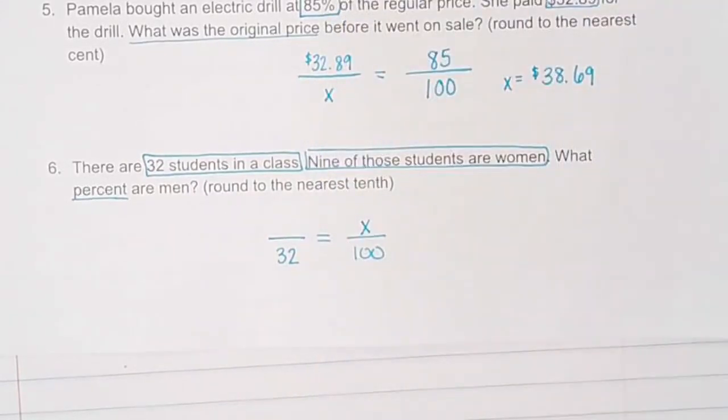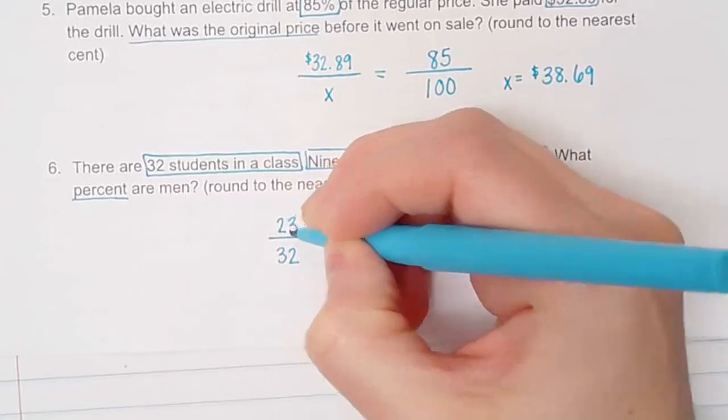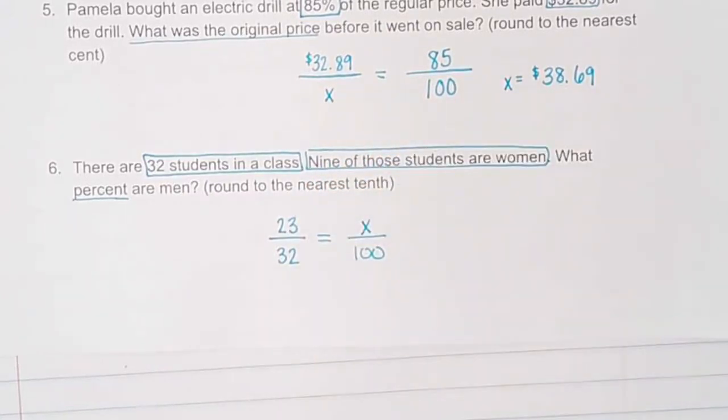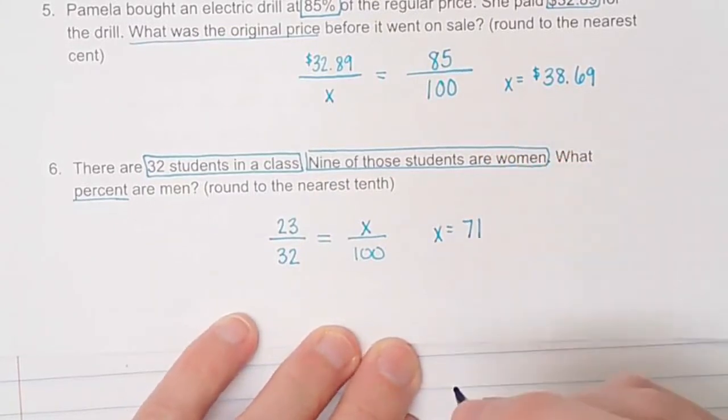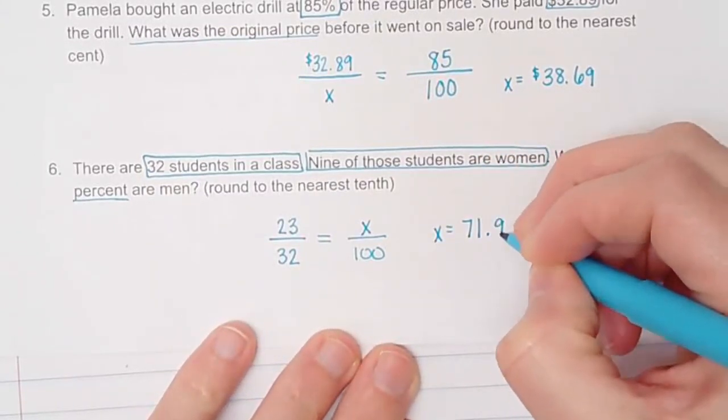Now I would cross multiply. I get 2,300 divided by 32, and it says round to the nearest tenth, so that would be 71.9%.